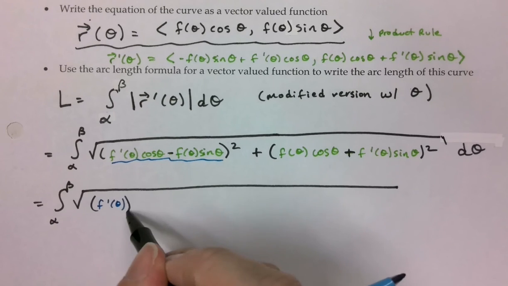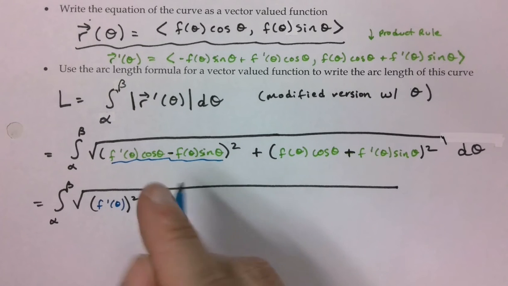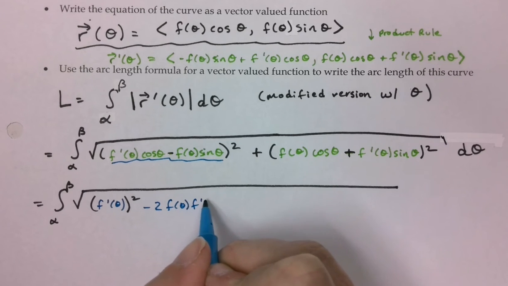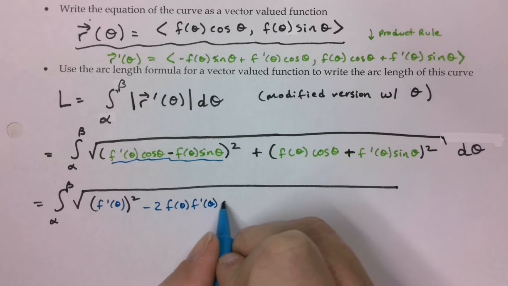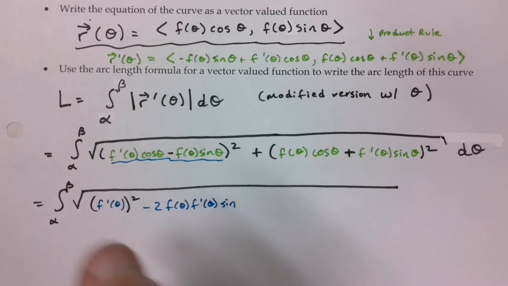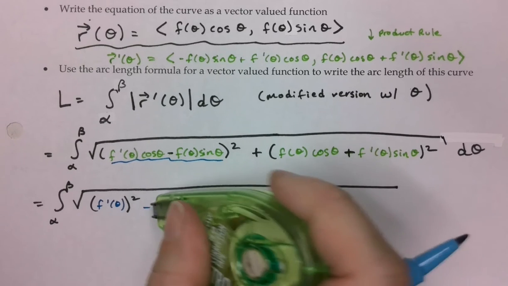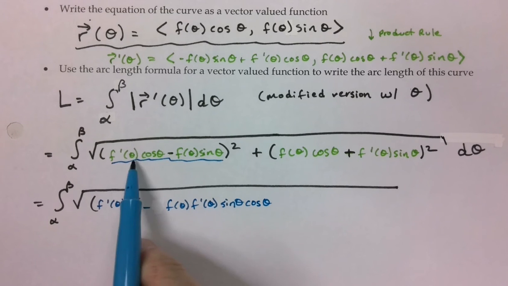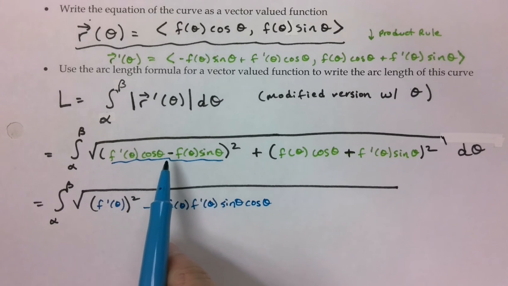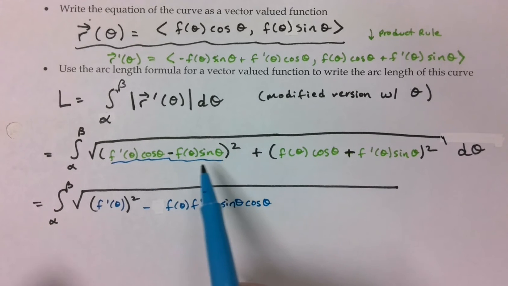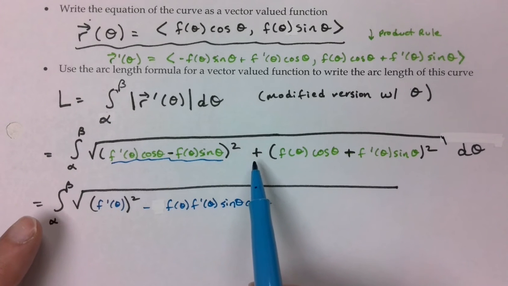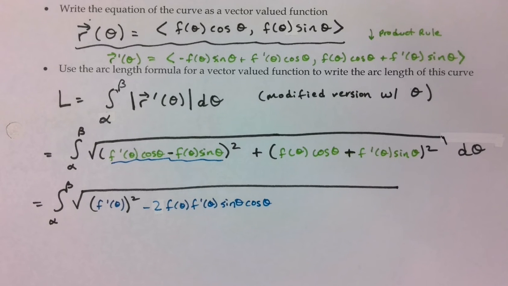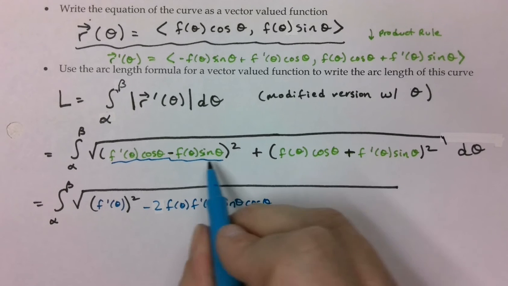Right, so there's f prime of theta squared, minus 2 f of theta, f prime of theta, sine theta, cosine theta. Oh, no, it's not 2. Sorry, it's just f of theta, f prime of theta, cosine theta, because you're taking this one times that one twice. Oh, no, it is 2, right? Because you're taking minus f prime of theta, f of theta, and then another minus. So it is minus 2.